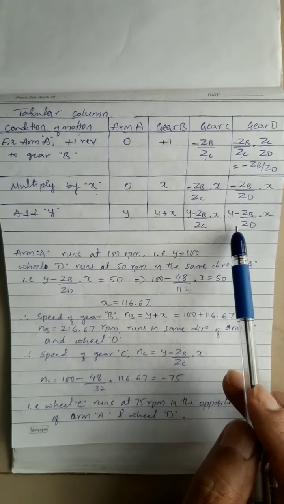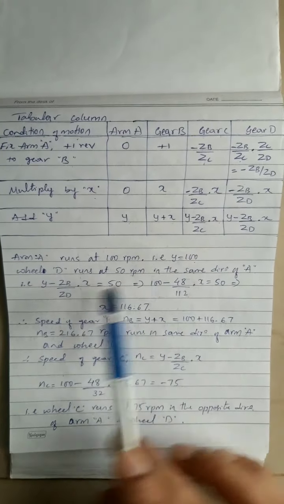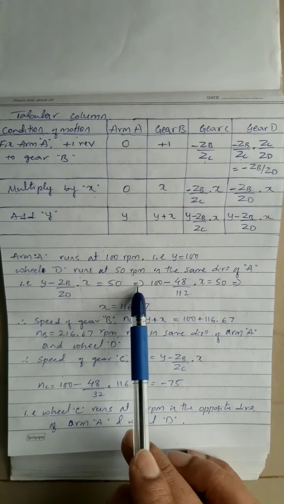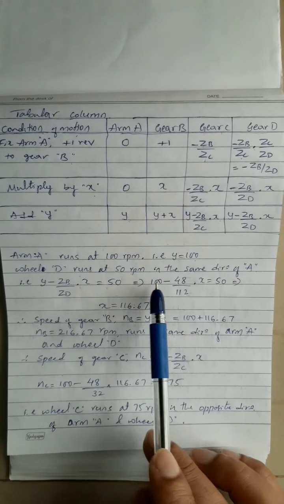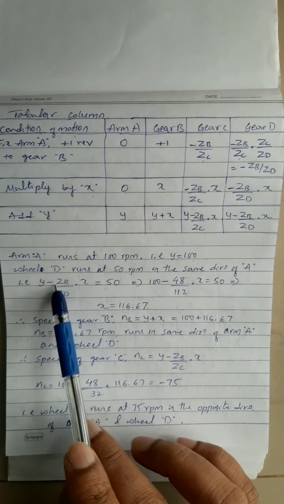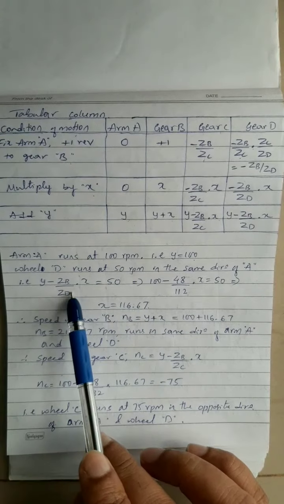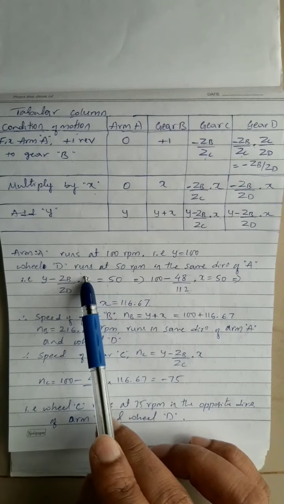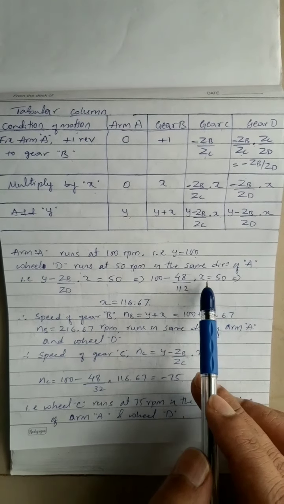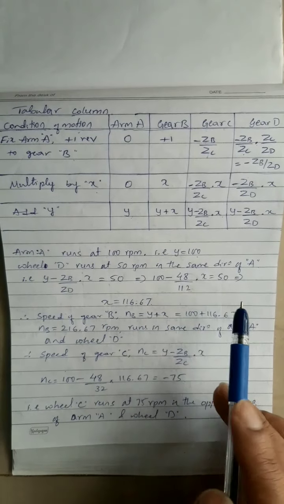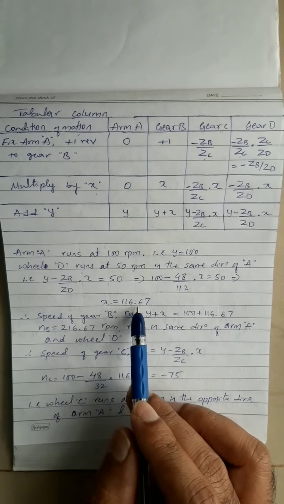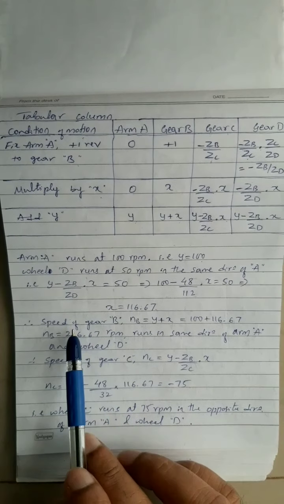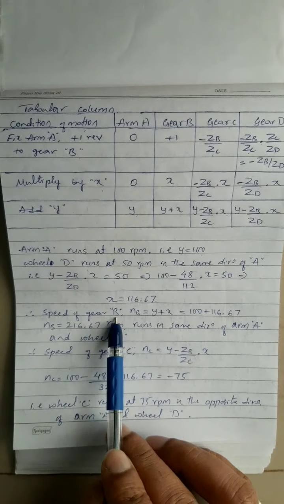Therefore, considering the equation of gear D, we have y minus ZB by ZD into x. This is the speed equation for gear D. So y minus ZB by ZD into x is equal to 50, which is given. It implies that y is equal to 100, ZB as 48 and ZD as 112. So the only unknown in the equation is x. By simplifying this equation, we get x is equal to 116.67.